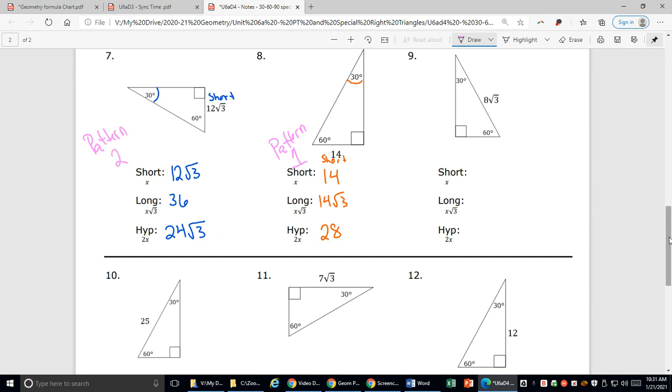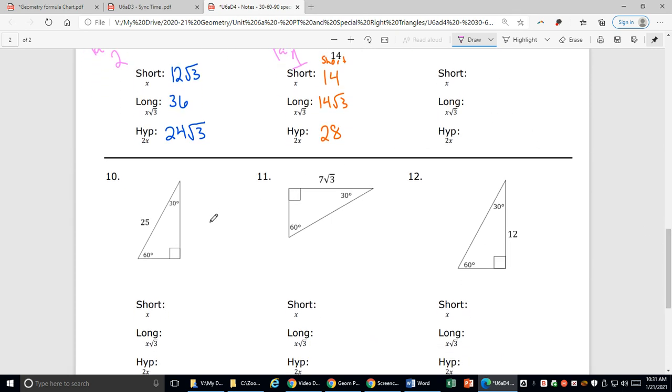Okay, so when we come back, we're going to figure out which pattern the last 4 problems from our notes will fall into.